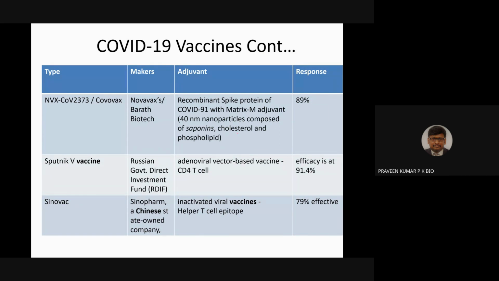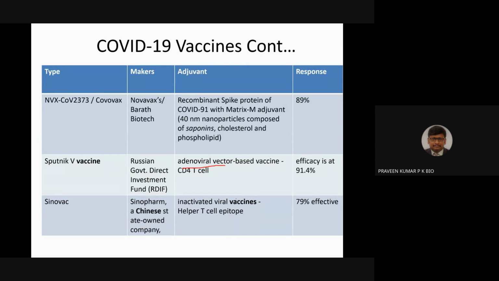It can be a viral vector, even the viral vector can act like an adjuvant, or even aluminum salts like aluminum sulfate or aluminum phosphate, which are the cheapest adjuvant sources. Also, they are using Matrix-M adjuvant, where they use nanoparticles. In Covovax, they used 40 nanometer nanoparticles of saponins. Saponins are plant-based compounds. These are used there along with cholesterol and phospholipid.